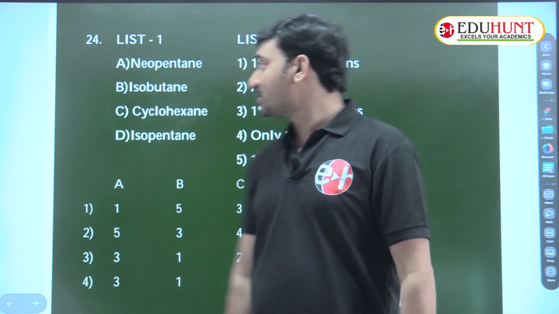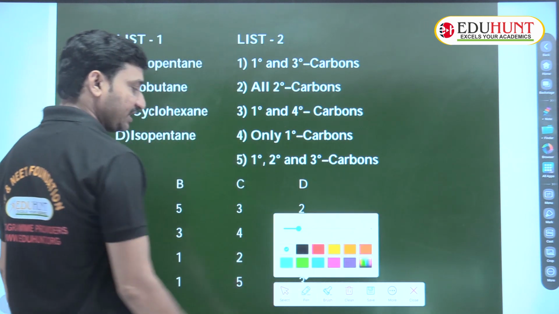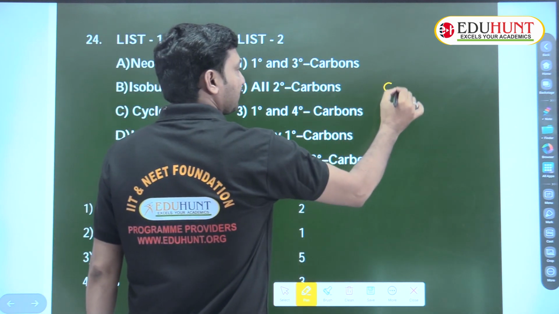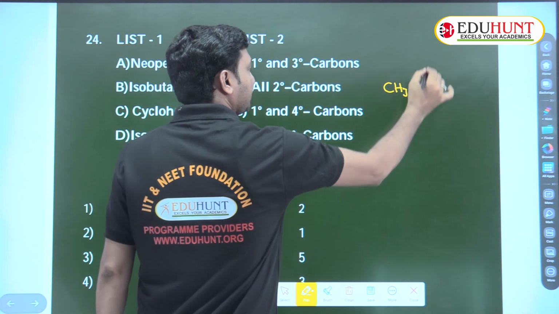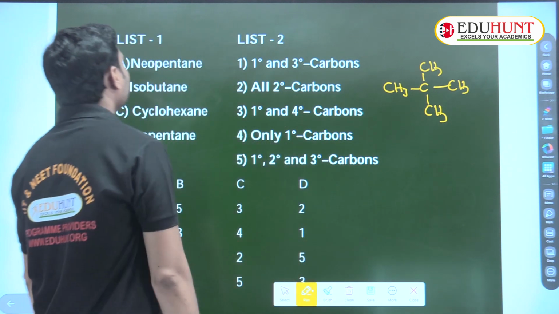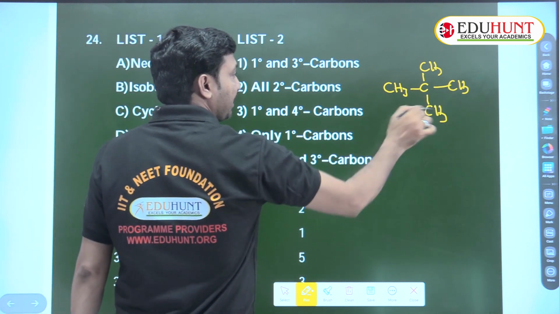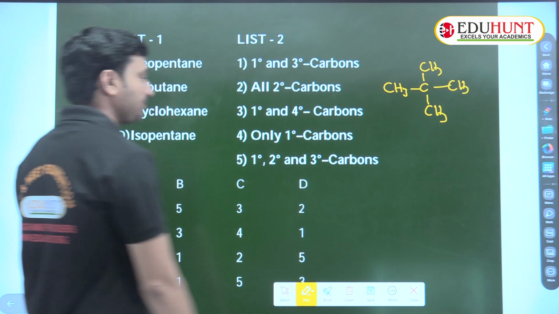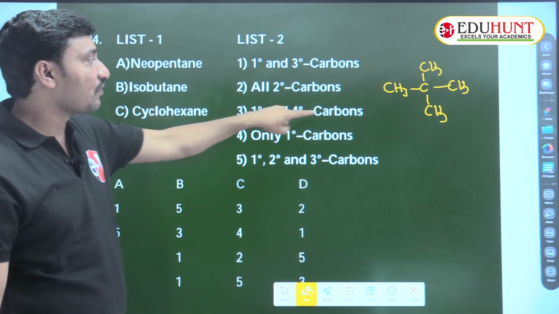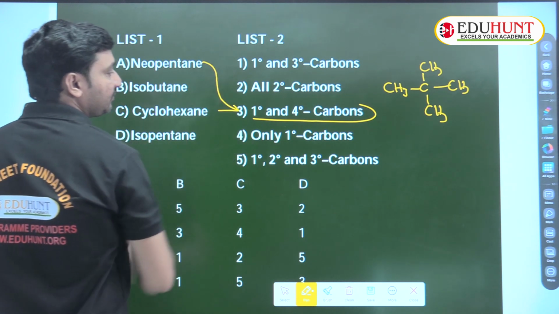This is a matching question. List 1 and list 2. Neopentane. Just now we discussed neopentane. This is the structure of neopentane, right? In neopentane, there are 4 primary carbon atoms and 1 quaternary carbon atom. Which one is the match? In neopentane, primary and quaternary. A matches with 3.